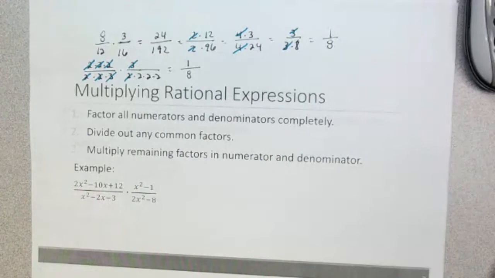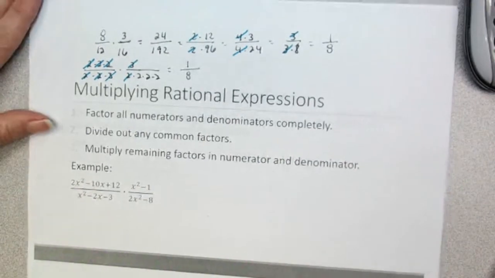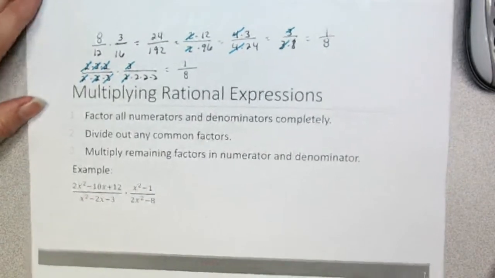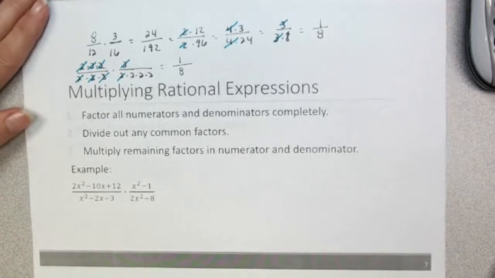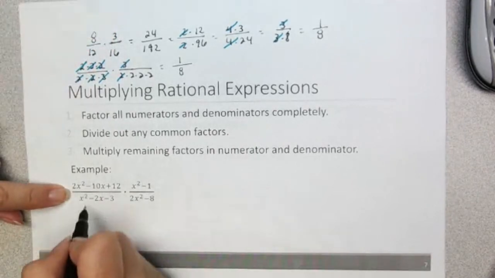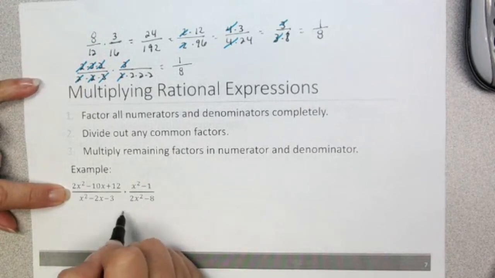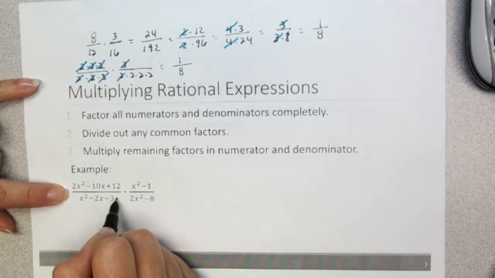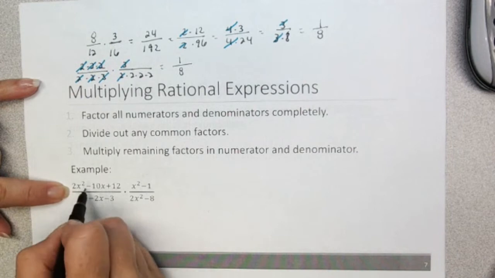Okay, so with rational expressions, I always want to factor first because factoring long polynomials is not something that we want to get involved with right now. It's very complicated. All right, so let's start with this example. Let's factor the first rational expression.